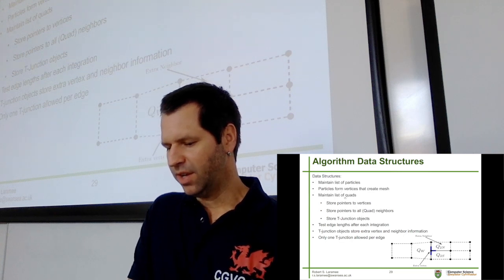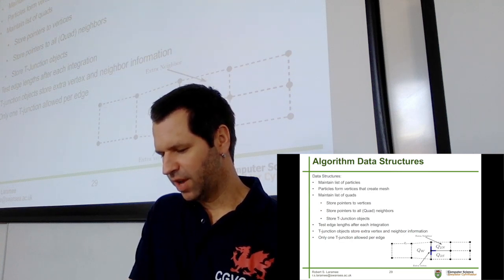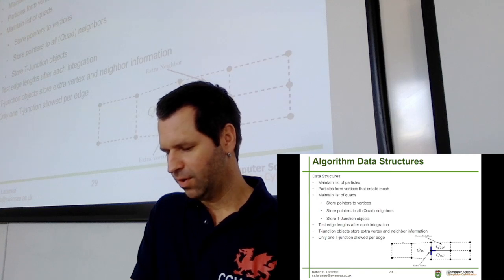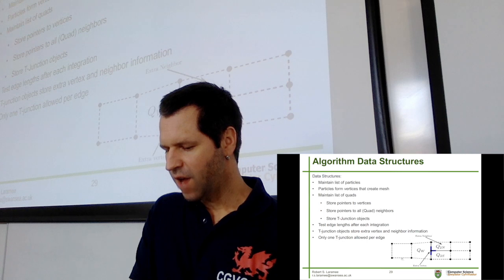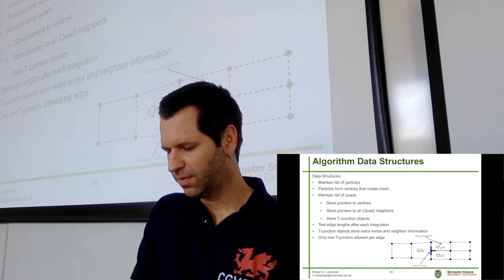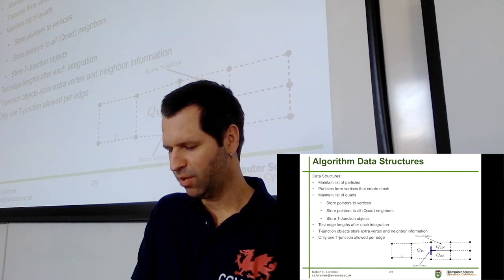We need to maintain a list of quads. In this diagram, this is a quad, a four-sided polygon. Every quad has a pointer to its neighbors. For example, its west neighbor or east neighbor, north neighbor or south neighbor.